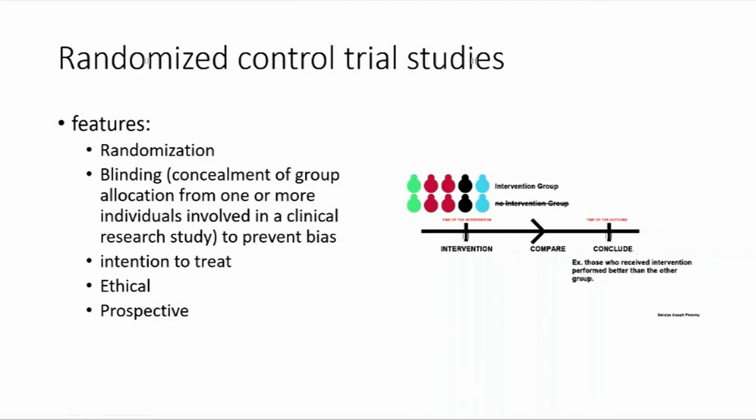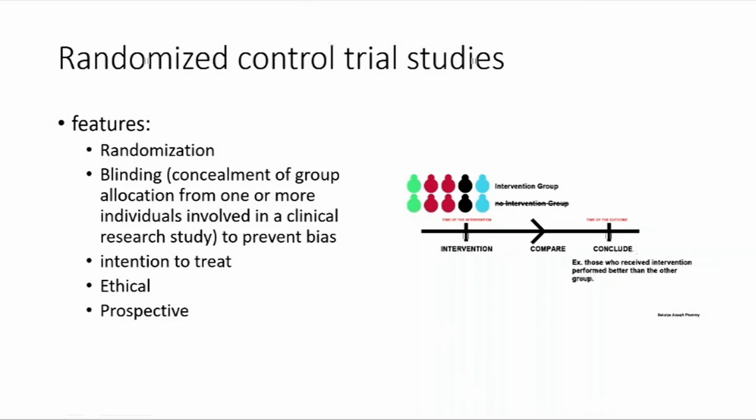The features of a randomized controlled trial, as we said earlier, include randomization. Then there's another important concept, blinding, which is concealment of group allocation from those involved in the clinical research study, and this is to prevent bias.